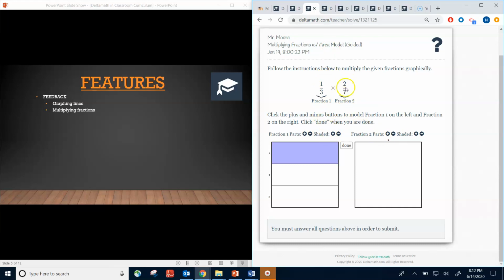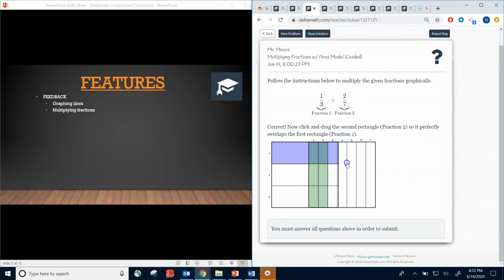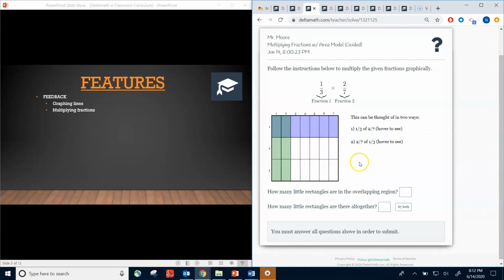Then here's the second fraction, which is 2/7. So I'm going to hit this 2, 3, 4, 5, 6, 7 times. And then there's 2 of them, so 2 of them would be lit up. So then we can hit done. And then what it'll ask me to do is drag one to the other. And then you can start to show you what is happening here.